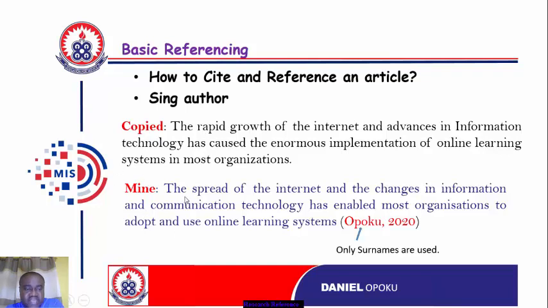So I would say the spread of the internet and the change in information and communication technology has enabled most organizations to adopt and use online learning system. Then I reference where I picked the article from. I picked this content from Opoku's article, so I have to put Opoku's name here. Opoku 2020. So that's how I reference the article. I picked content from an article and rewrote it in my own way, which says the same thing.